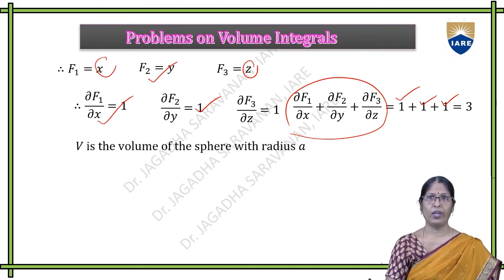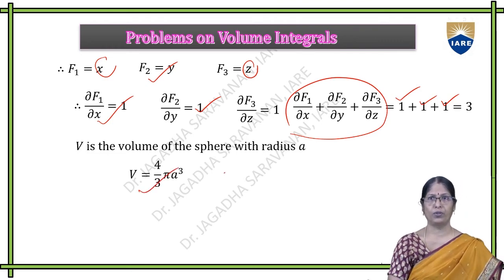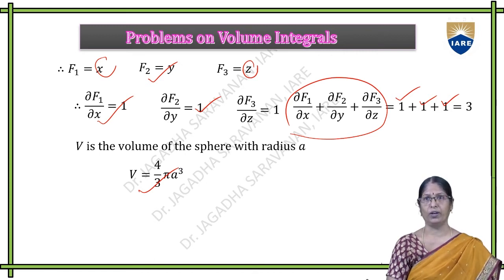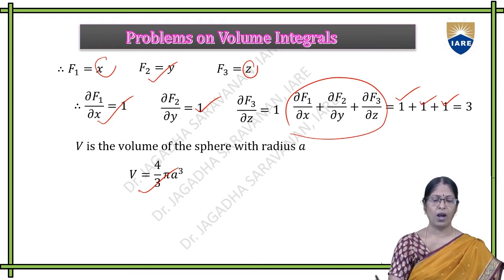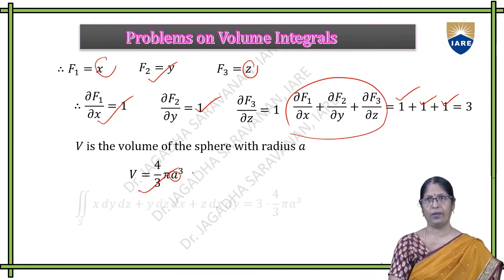Capital V is the volume of the sphere with radius a, which equals 4 by 3 pi r cube. Now our given condition is x square plus y square plus z square equal to a square, so our r is a. In the volume of the sphere formula, 4 by 3 pi r cube, r is replaced by the given problem's radius a.